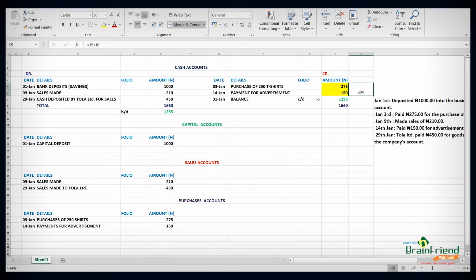So to balance the account, we have to deduct 425 naira from 1,660 naira. When we do that, we will get a balance carried down of 1,235 naira. This means that the firm still has a balance of 1,235 naira to spend. Now, that amount, 1,235 naira, is recorded as balance carried down, and you record such in the credit side of the account.